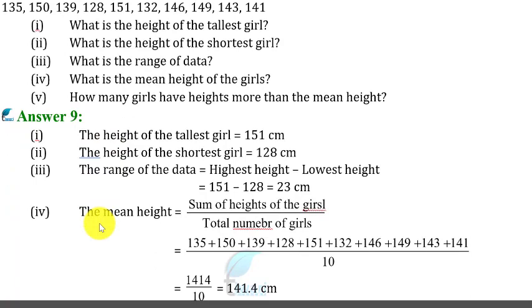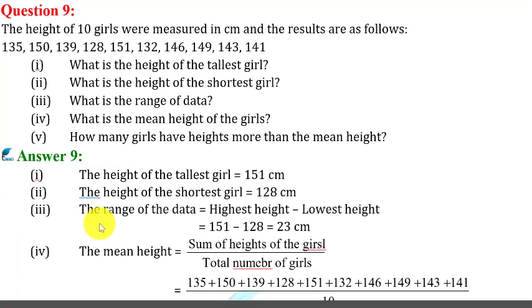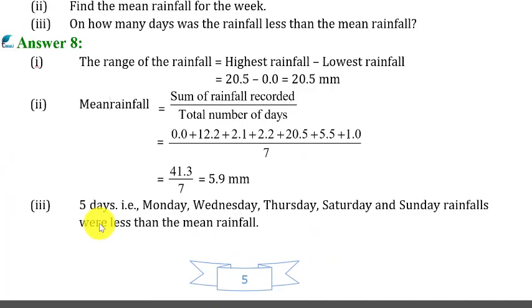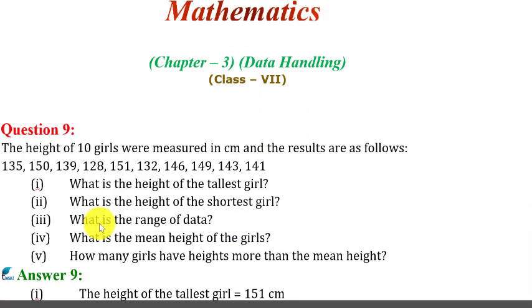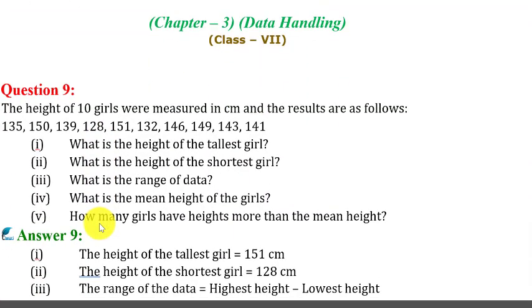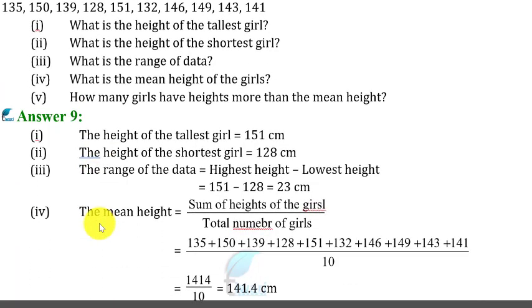So for the first question, the height of the tallest girl in the given data is 151, and the height of the shortest girl in the given data is 128, and the range of the data is the difference of tallest and shortest heights: 151 minus 128, the difference is 23 centimeters. So the range is 23 centimeters.